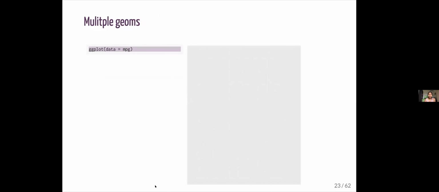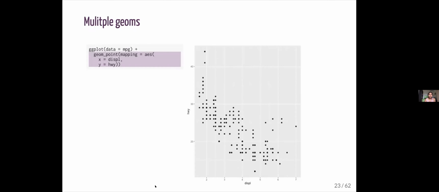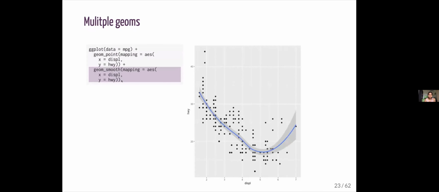Now, we learned about two different geometries, geom_smooth and geom_point. Can we use them together in one plot? The answer is yes, and this is how you can do it. So we have our geom_point layer first, and we specify geom_smooth, and we add all the components with the plus sign. So we have ggplot plus geom_point plus geom_smooth.